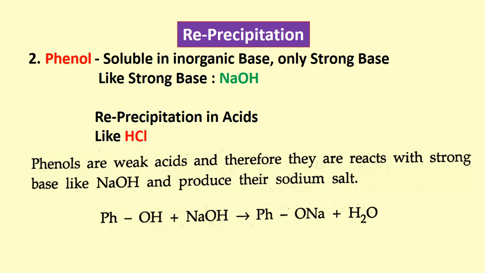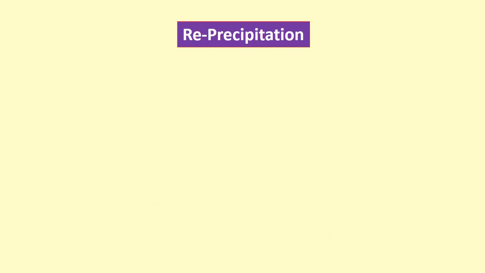Then the phenoxide, phenyl sodium oxide, reacts with HCl, because HCl reprecipitation is important for phenol. So the sodium salt reacts with HCl, and H comes here like this. PhOH, the phenol compound, is the pure form that reprecipitates, and the last product is NaCl, the sodium salt. So phenol is reprecipitated by HCl.